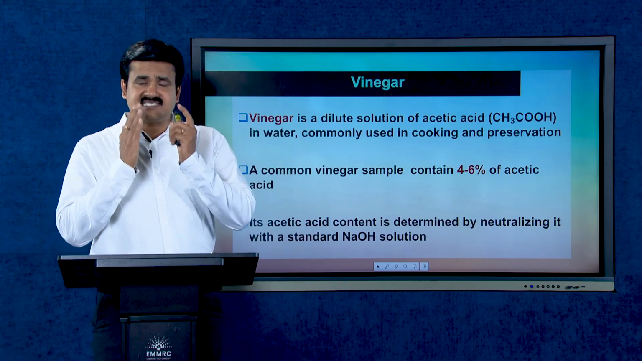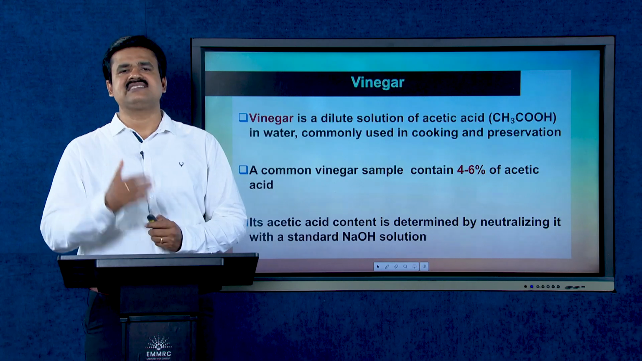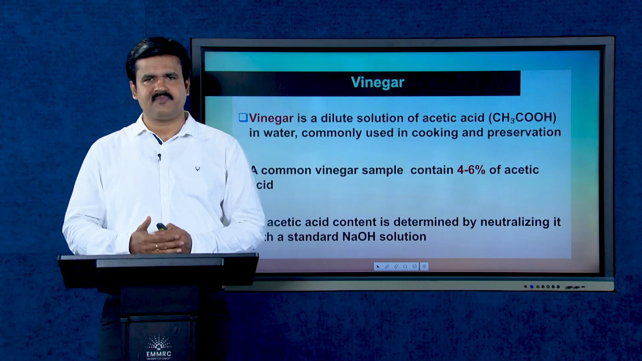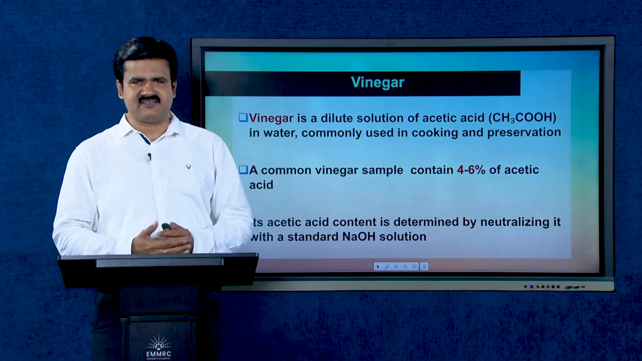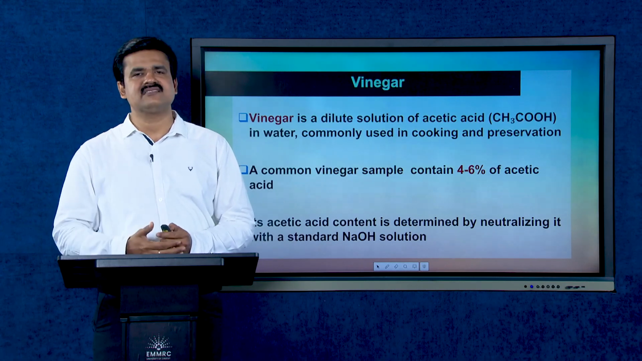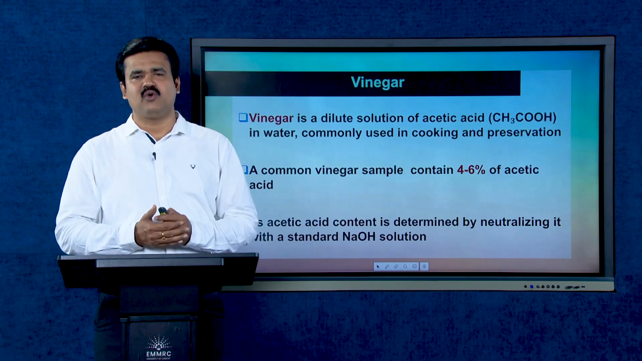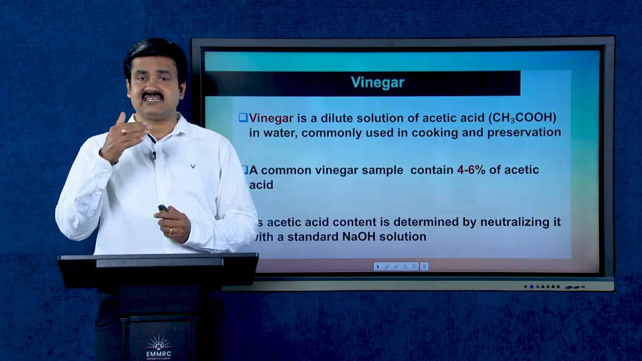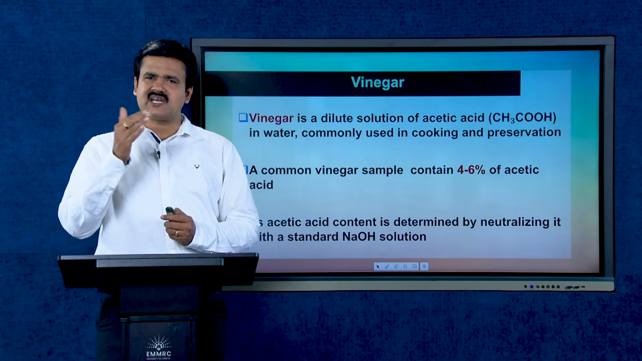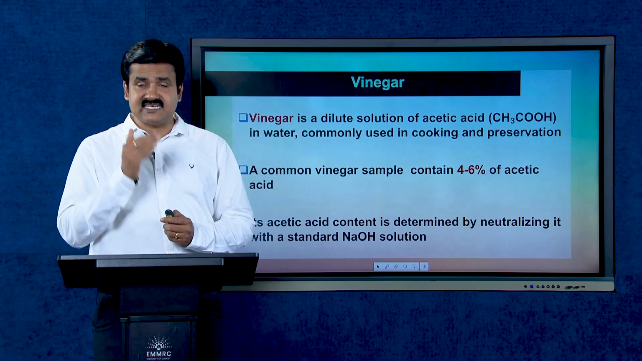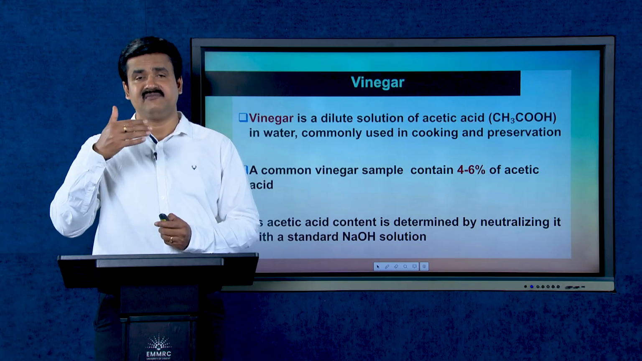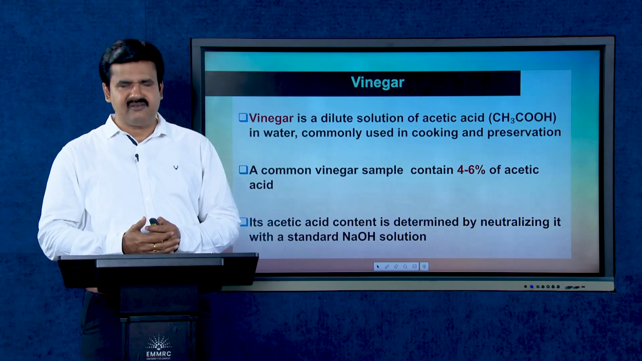The acetic acid content in vinegar is determined by neutralizing it with a standard NaOH solution. That is, acetic acid is CH3COOH, which is a weak acid. You can react it with sodium hydroxide, which is a strong base. So, the present volumetric analysis involves a titration between a weak acid and a strong base. By utilizing the neutralization reaction between acetic acid and sodium hydroxide, it is possible to estimate the acetic acid content in vinegar.